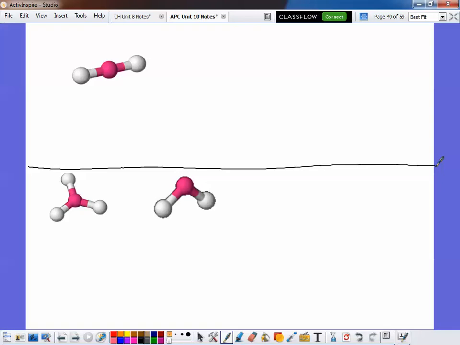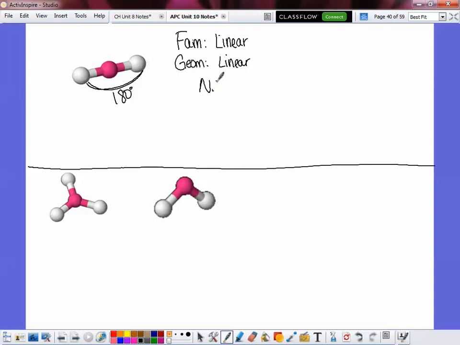All right, this first one we're going to look at, the family is linear. My central atom is what's in pink here, and my connected atoms are in white. So this is a linear family. Its shape, or its geometry, is also linear because that's the only option. Notice that the bond angles here are 180 degrees. And this is a non-polar molecule.